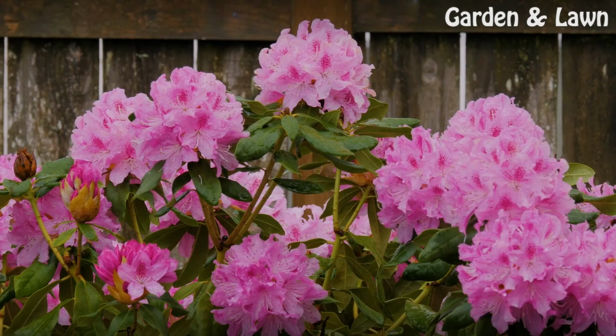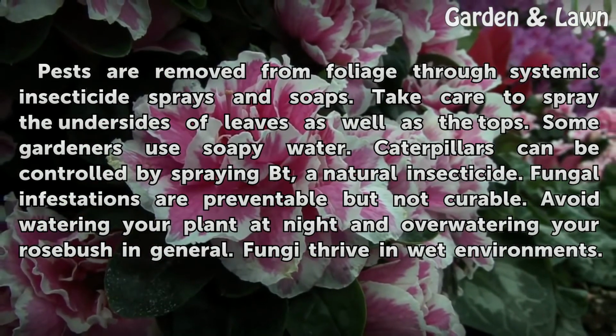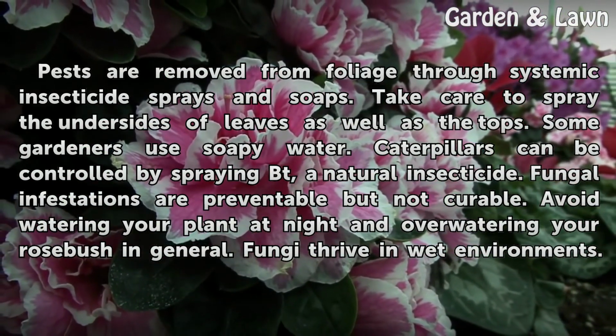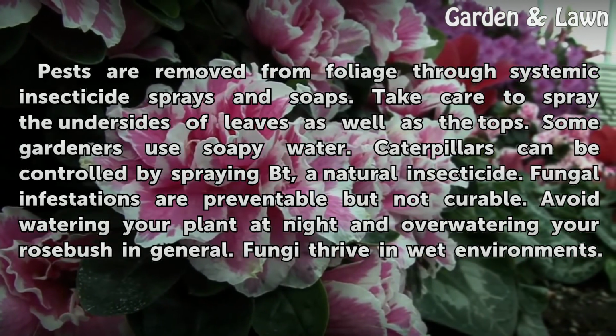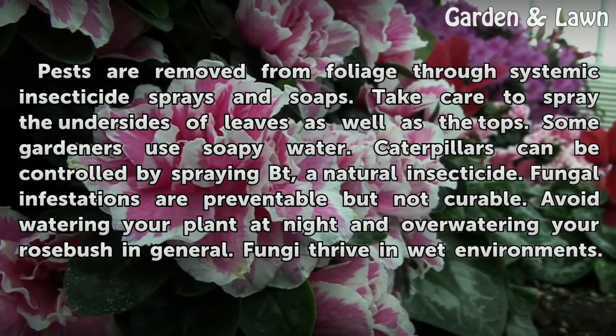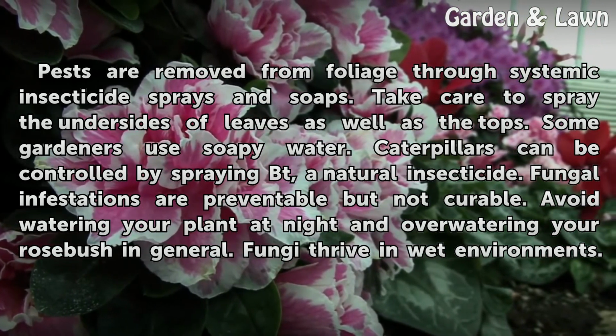Prevention/solution. Pests are removed from foliage through systemic insecticide sprays and soaps. Take care to spray the undersides of leaves as well as the tops. Some gardeners use soapy water. Caterpillars can be controlled by spraying Bt, a natural insecticide.